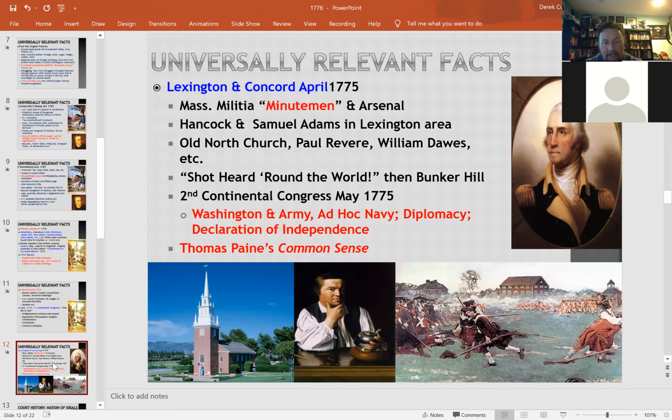And so by this time, the Second Continental Congress met in May of 1775, and they began raising an army, put George Washington at the head of it, and engaged in diplomatic overtures to France and other countries for help. And it didn't take long. Well, actually, it did take a while. It took a year to issue a Declaration of Independence.